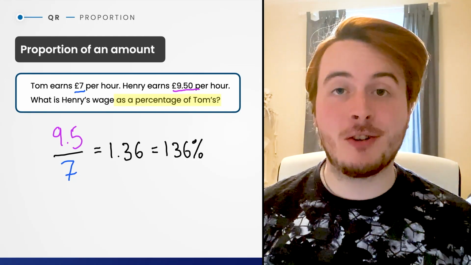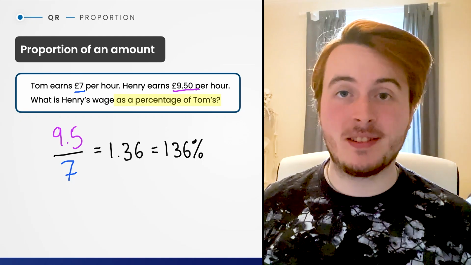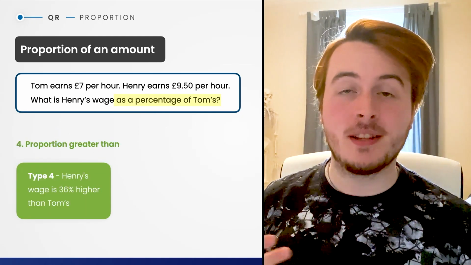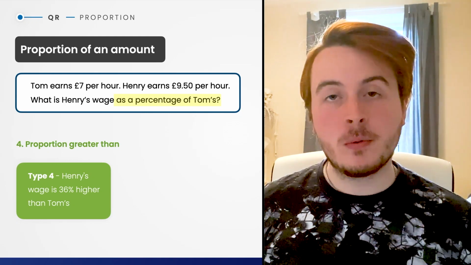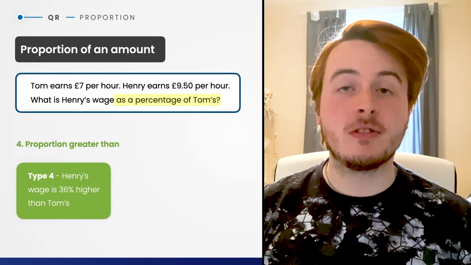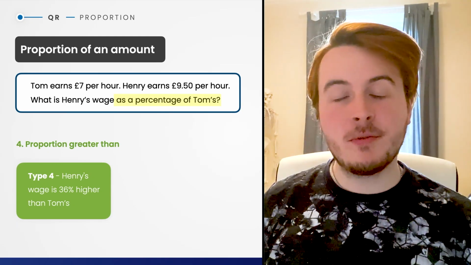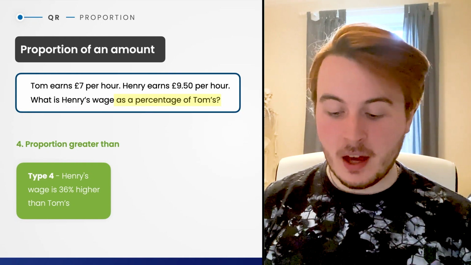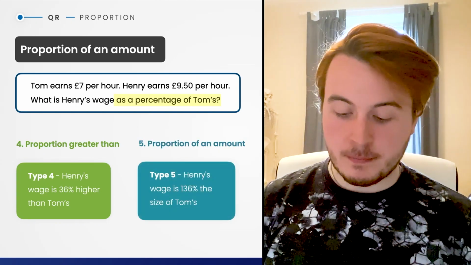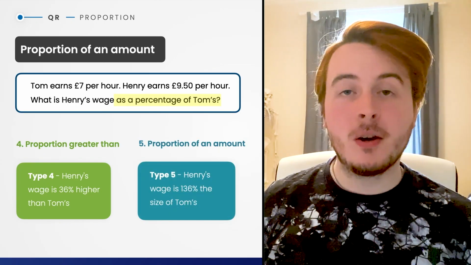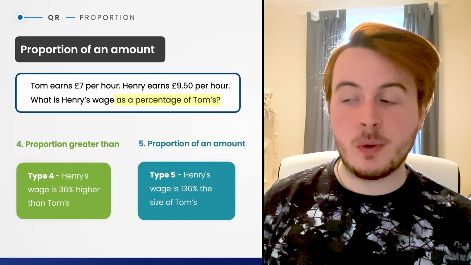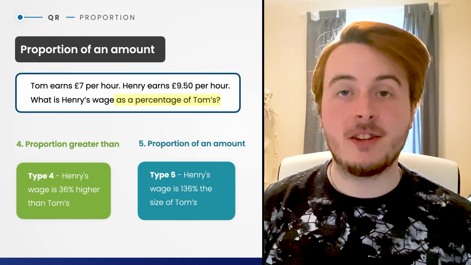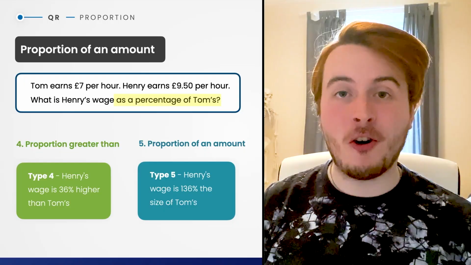So again, just an example of the proportion of an amount style questions. Now, just to recap again the difference between type 4 and type 5. Type 4, we're asking about how much greater is one than the other. So Henry's wage is 36% higher than Tom's. But in terms of the proportion of an amount, we're asked, what is Henry's wage as a percentage of Tom's? So here his wage is 136% of Tom's wage.